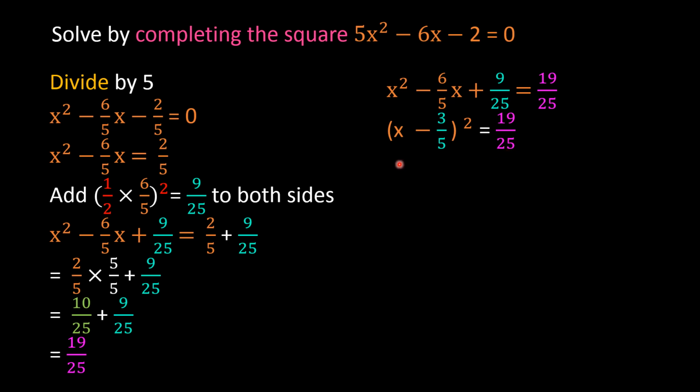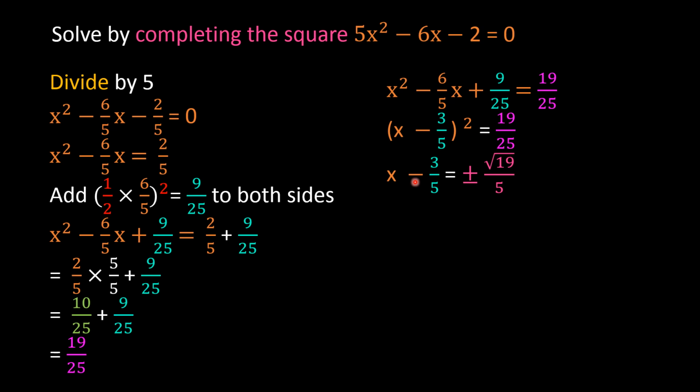Now we will take square root of both the sides. So it will be x minus 3 divided by 5 equals plus minus under root 19 divided by 5. Here 19 is not a perfect square, so we have to write it as under root 19, and the plus and minus sign comes because every real number has two square roots. One of them is positive and the other one is negative.